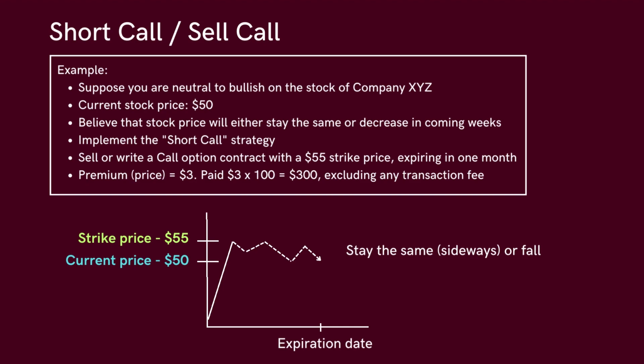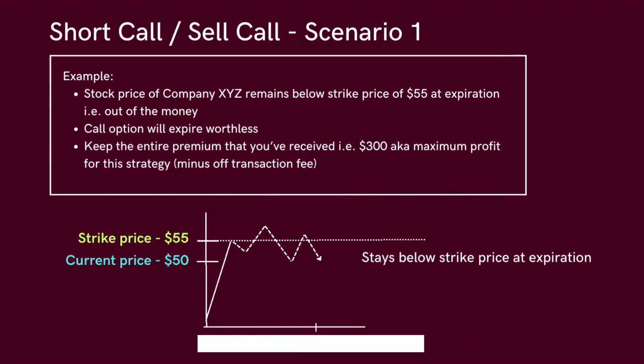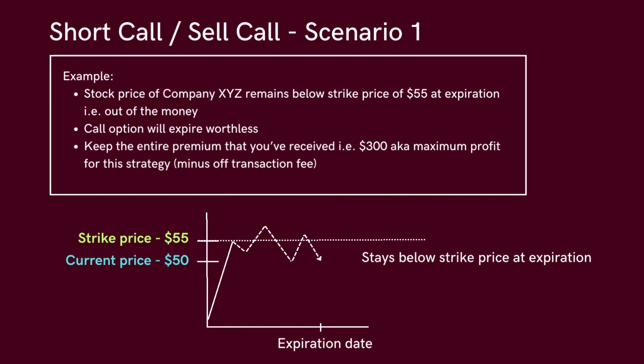So now let's explore the different outcomes at expiration based on the various stock price scenarios. Scenario 1. The stock price of company XYZ remains below the strike price of $55 at expiration, in other words, out of the money. When this happens, the call option you sold expires worthless. You then get to keep the premium that was received at the very start, which will be your full profit. In this case, the amount would be $300 less any transaction fees.